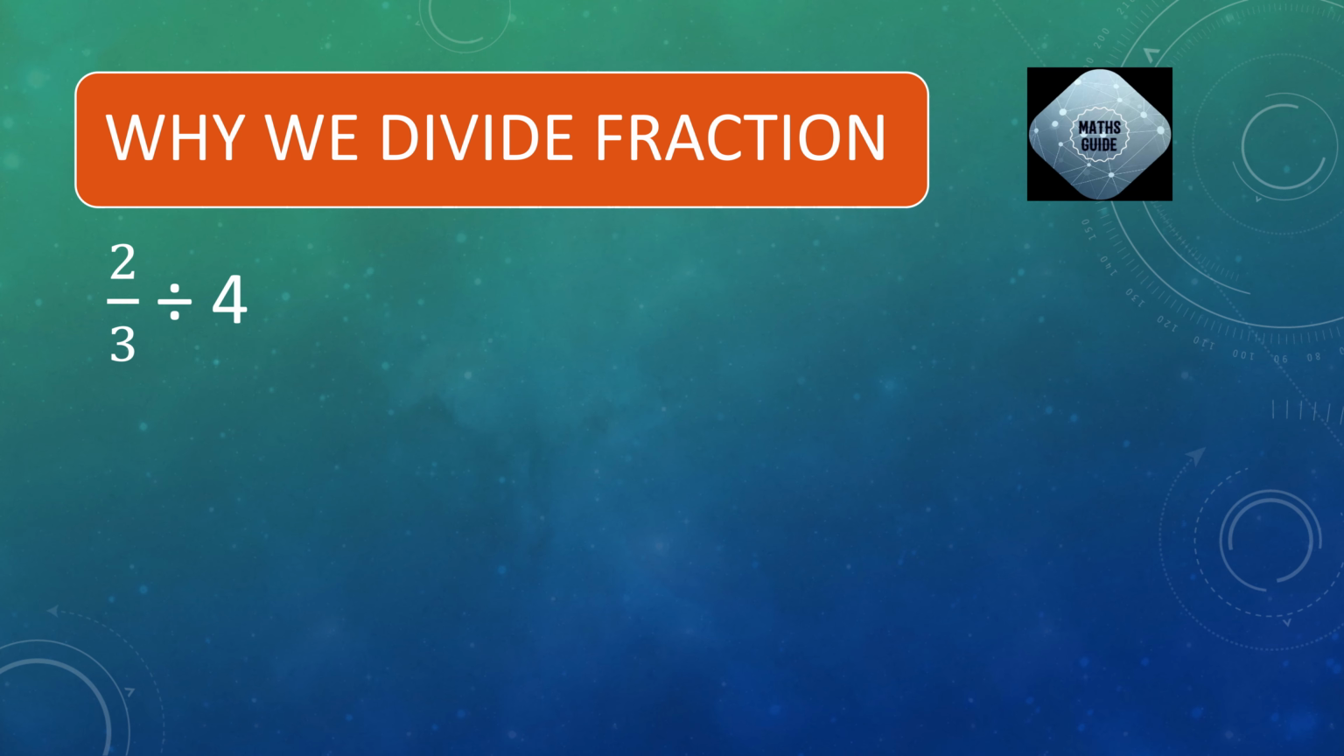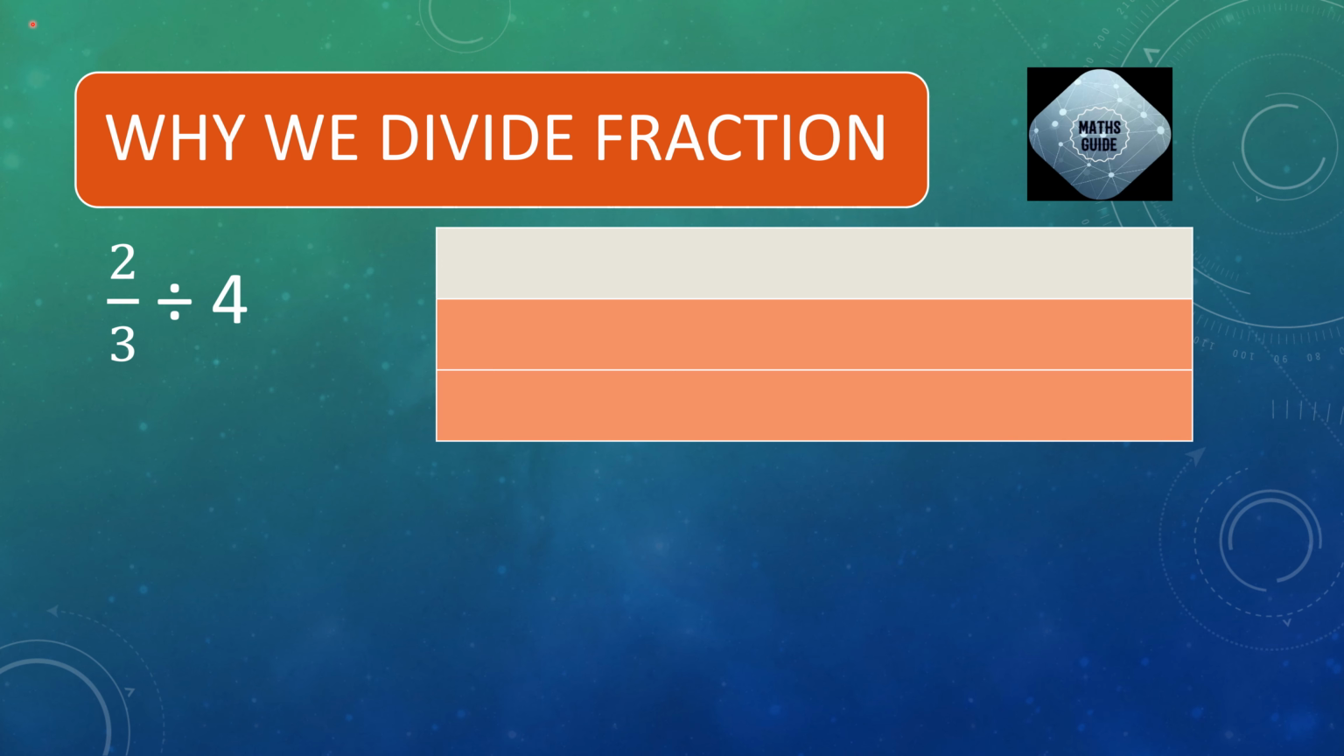Division of fraction shows the value of each part. Here we have 2/3 fraction and we have to divide it into 4 equal parts. I will explain with the help of a simple diagram. This diagram shows 2/3 and we can divide it into 4 equal parts through these separators. Now we have a total of 12 parts and each part shows your division answer.